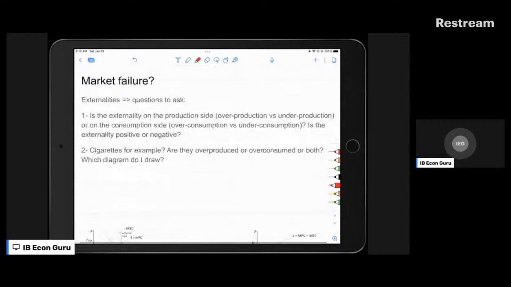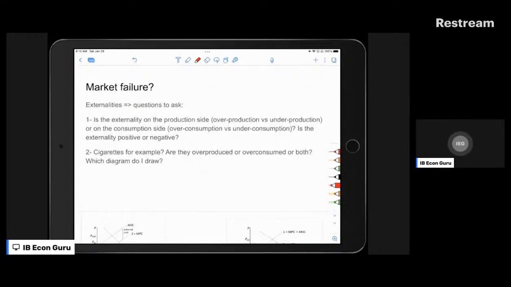All right, market failure. Many students hate the externalities diagrams, and I understand why. When I studied econ for the first time, and even at the beginning of my teaching career as an economics teacher, back when the dinosaurs ruled the earth, that was a very long time ago, I hated these diagrams.